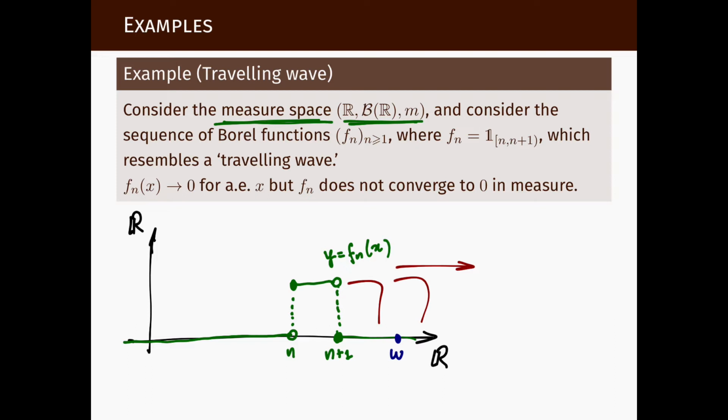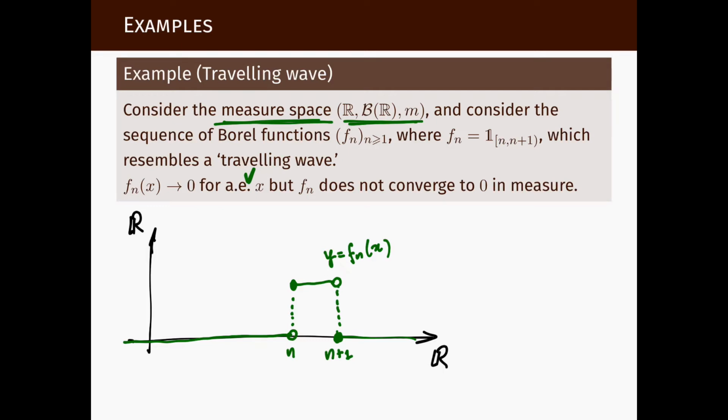So that means fn of omega will be equal to 1 just once, and 0 before and after that. And of course, this means fn of omega converges to 0. So it converges to 0 for every omega, and for every omega also implies for almost every omega.